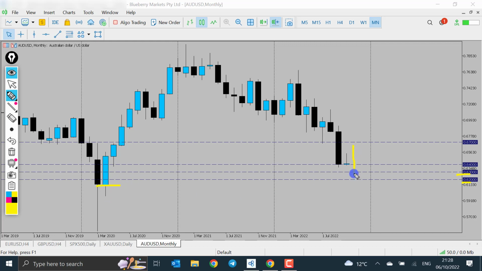Now, why is price pushing to the downside? Well, we've had lots of factors recently. We've had the US dollar strength, which has pushed price to the downside with the Federal Reserve hiking rates aggressively.